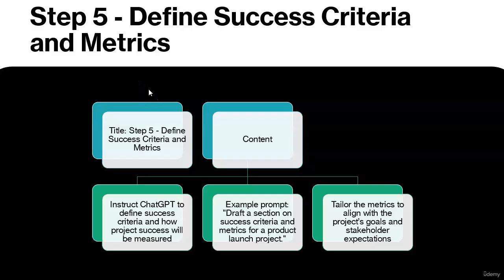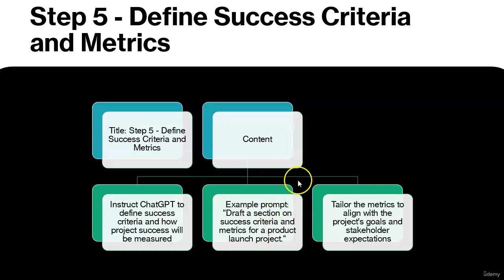Step 5, define success criteria and metrics. Step 5 is about defining success criteria and metrics. These are essential for measuring the success of your project. Instruct ChatGPT to define this section with a prompt like: draft a section on success criteria and metrics for a product launch project, and then tailor the metrics to align with the project's goals and stakeholder expectations.